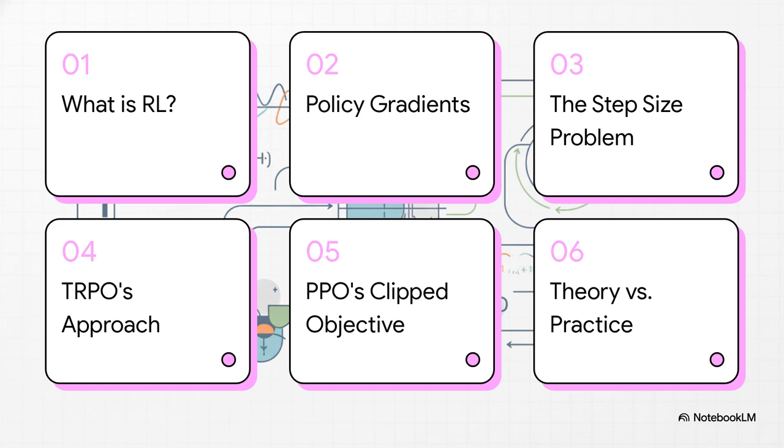So here's our game plan. We're going to start with the absolute basics. What even is reinforcement learning? Then we'll get into how AI agents learn using something called policy gradients. From there, we'll see a big problem that crops up, the step size problem, and how an older algorithm called TRPO tried to fix it. That's going to set the stage perfectly for PPO's big idea. And you'll want to stick around for the end, because we're going to finish with a pretty surprising twist about what really makes PPO so effective.